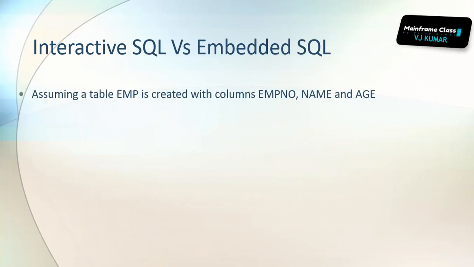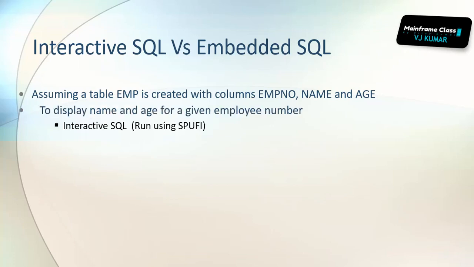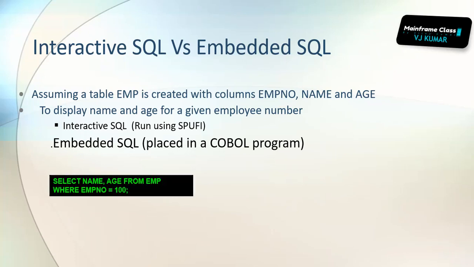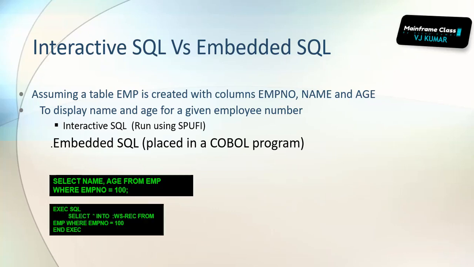Now let's look at the difference. Assuming table EMPLOYEE is created with columns employee number, name and age. To display the name and age of a given employee number, we use interactive SQL. In the same way, we can use embedded SQL placed in the COBOL program. In interactive mode, how do we write the code? You just write SELECT NAME, AGE FROM EMPLOYEE WHERE EMPLOYEE NUMBER = 100. In the same way, with embedded SQL, you write EXEC SQL SELECT * INTO WS-RECORD FROM EMP WHERE EMPLOYEE NUMBER = 100.